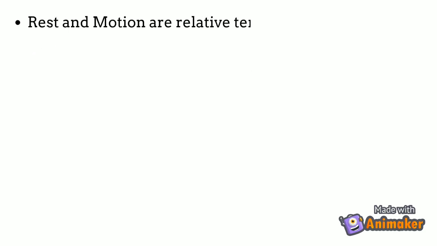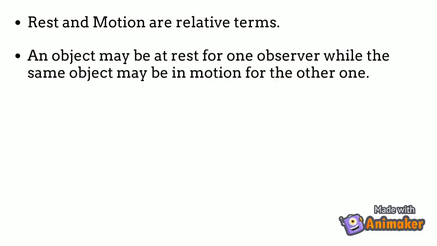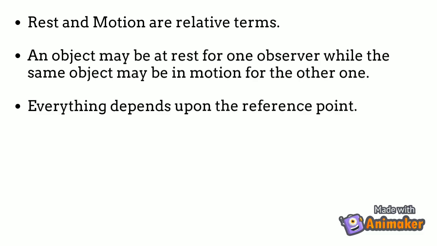See, rest and motion are relative terms. An object may be at rest for one observer while the same object may be in motion for the other one. Everything depends upon the reference point.